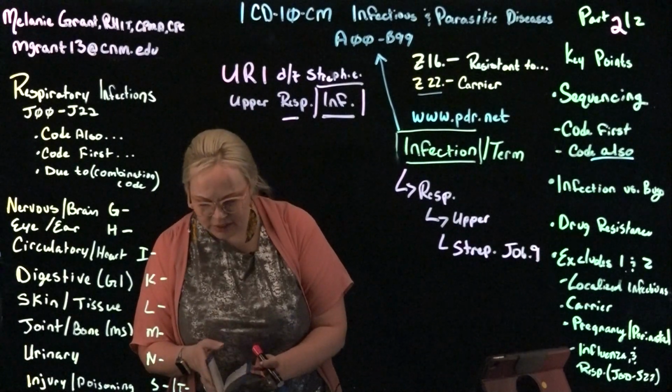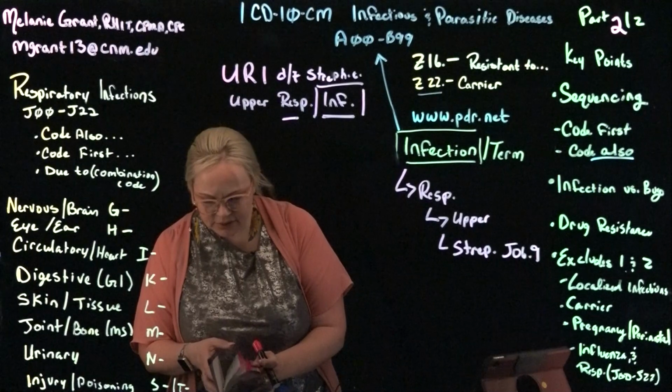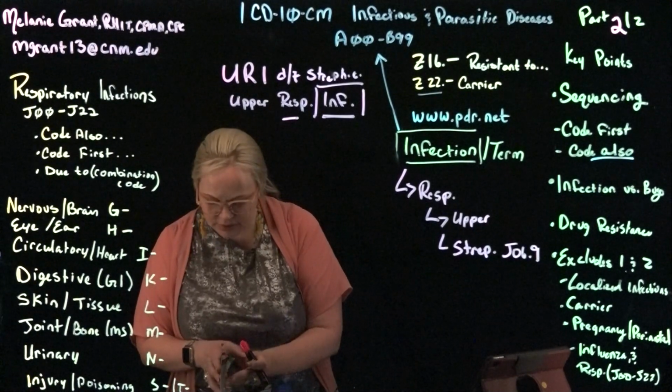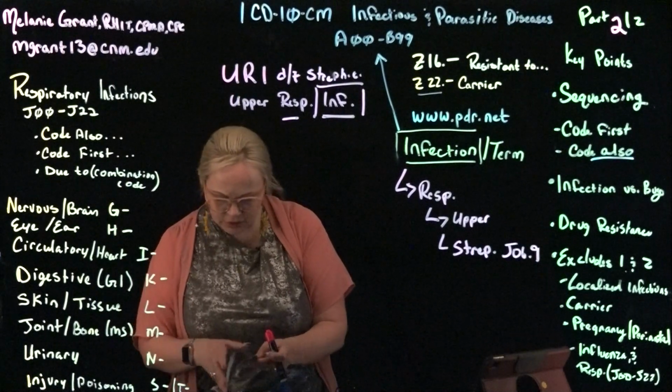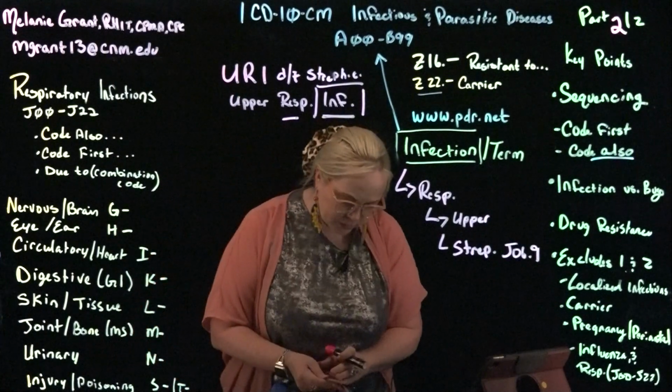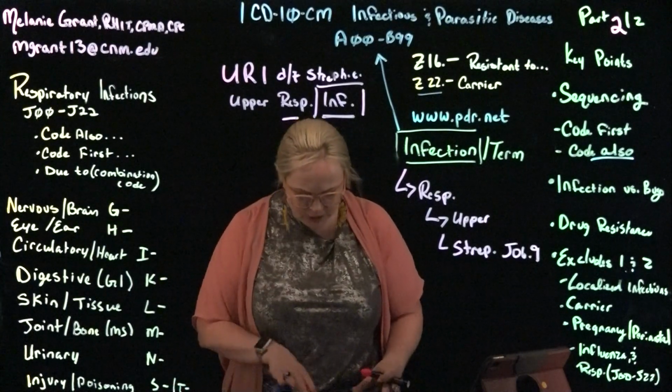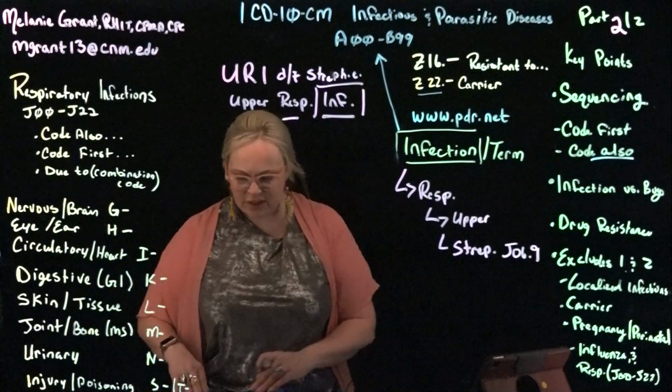I'm going to find my J's. There they are. And it's a small chapter, not very large. Nope, I skipped it. There we go. So J06 is going to be found on page 707.